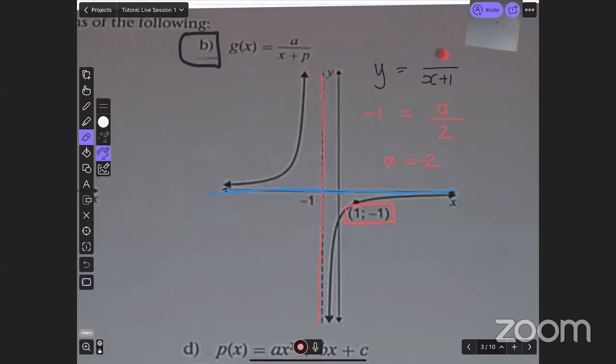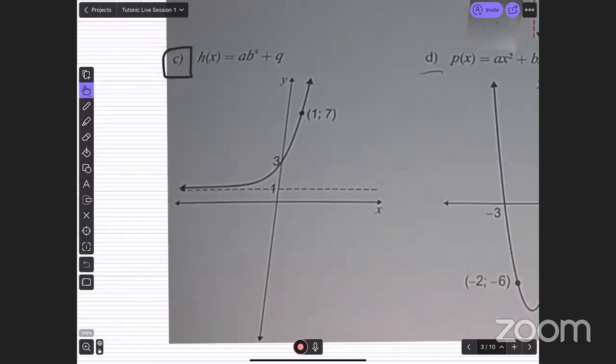Okay. Do you see that, Sydney? Yes, I do. But do you guys understand why it's negative? Could you have predicted that a would be negative? Yes. How would you know that a is negative? Because it's in the second and fourth quadrant. Another trick: if it was in the first and third quadrant, then you could say a is positive. Okay, so let's do C.